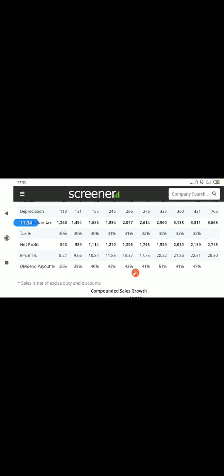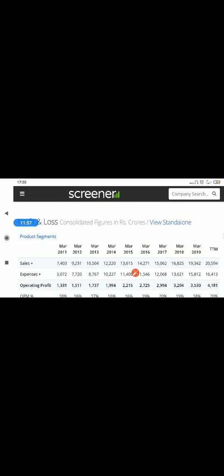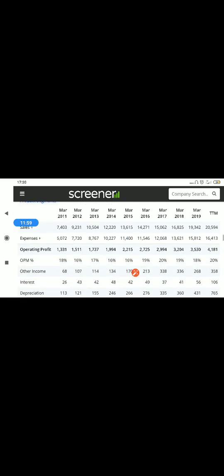Then the next important thing that you can look at is the net profit, this highlighted line, right? If you look at this line, 843 crores, 989, then 1100, 1200, 1300 crores, then 1700, 1900, 2000 crore, 2100, and this is till this year, till the last quarter. So it is increasing. We saw that this company's sales are increasing every year, and the net profit is also increasing every year. Now, let's say you decided to buy the share of the company. Okay, this is on a yearly basis.